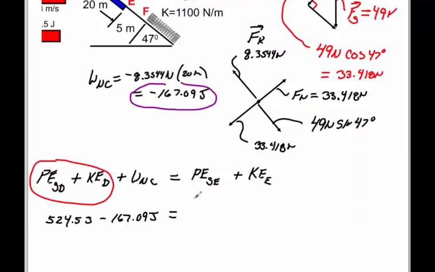So I come down to here, and I put 5 kilograms times 9.8 meters per second squared. I multiply that by negative 12.627, plus my kinetic energy at E.